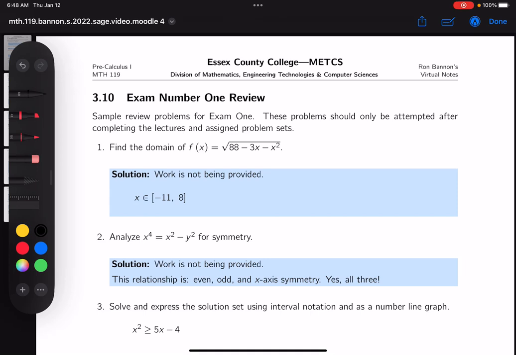Okay, so this says find the domain of this as a function, and the function's a root. It's a square root, it's an even root, so the radicand, which is 88 minus 3x minus x squared, must be greater than or equal to 0. This is a quadratic inequality, and the technique we're using in class is to factor them.